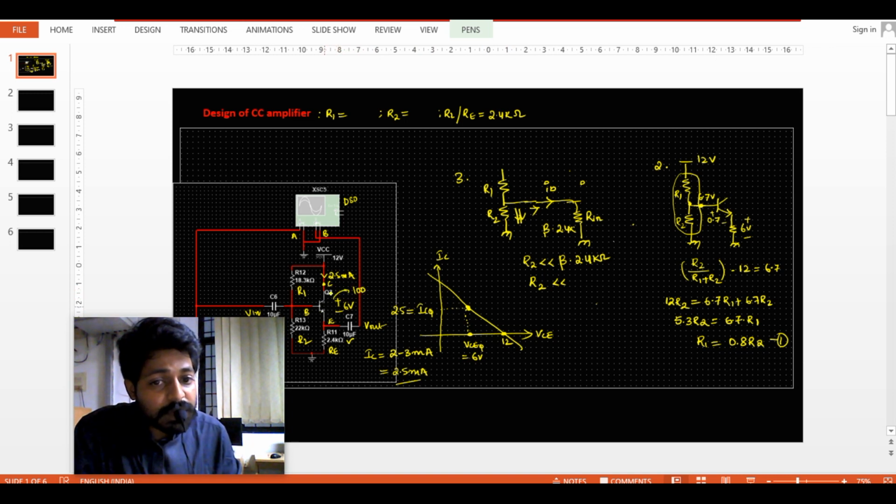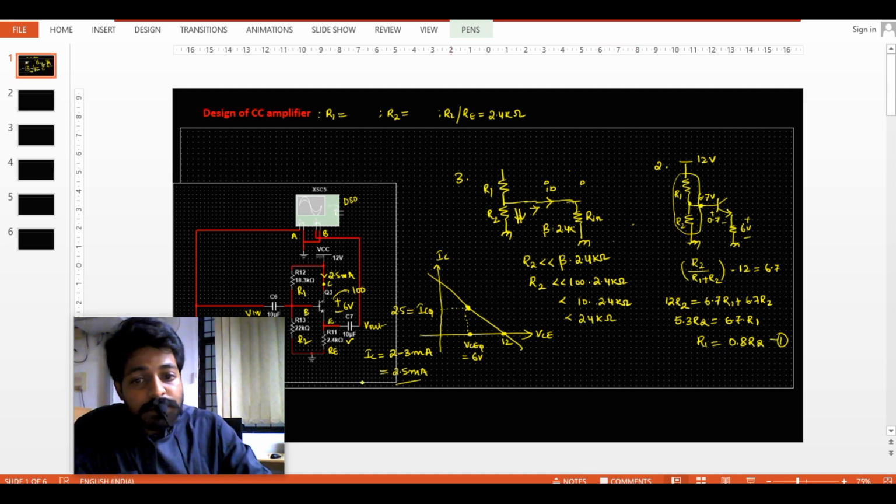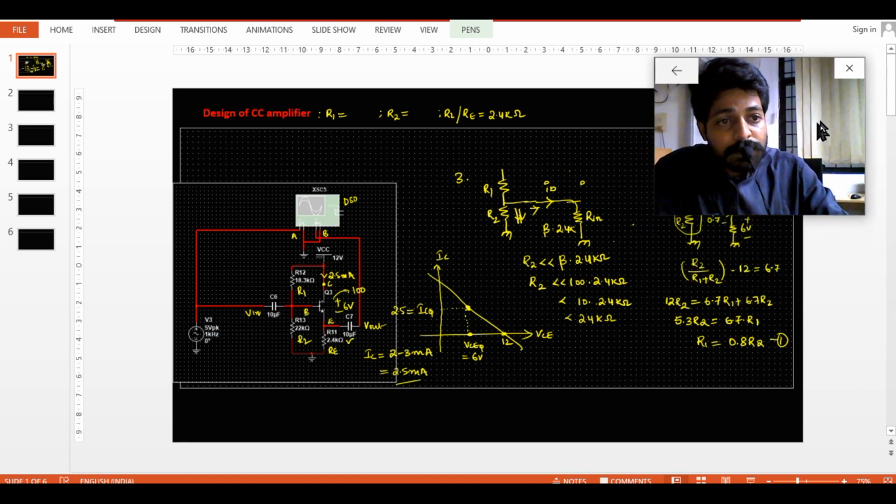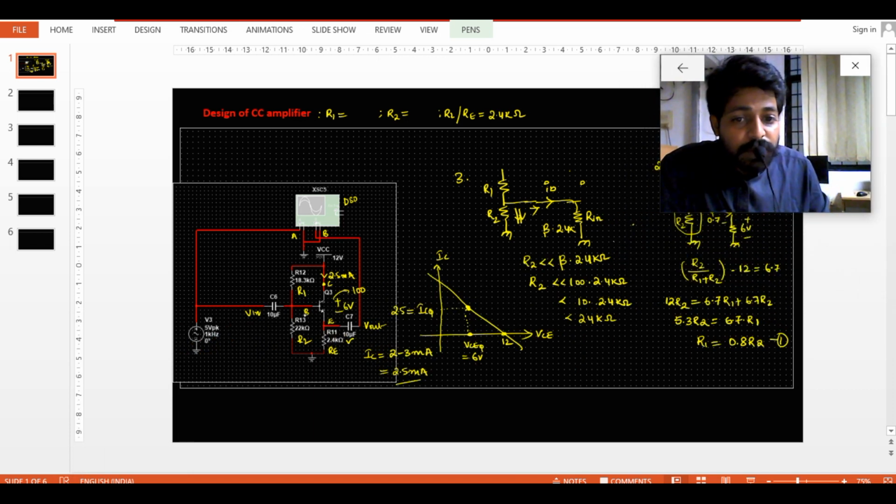And from this R2, if I solve it, less than the beta of the transistor, which is chosen to be 100. I'll show it in the simulation. So 100 and 2.4 kilo ohms, which approximates to 10 times 2.4 kilo ohms, and R2 should be less than 24 kilo ohms.